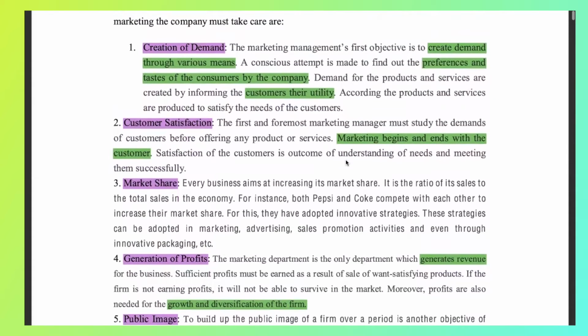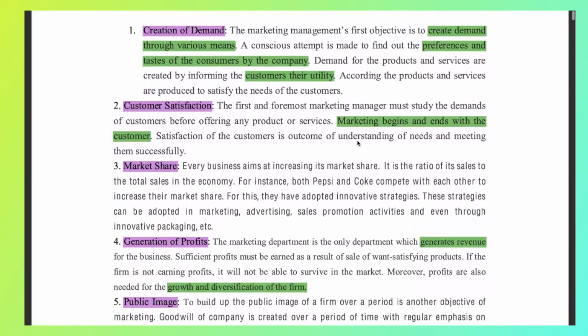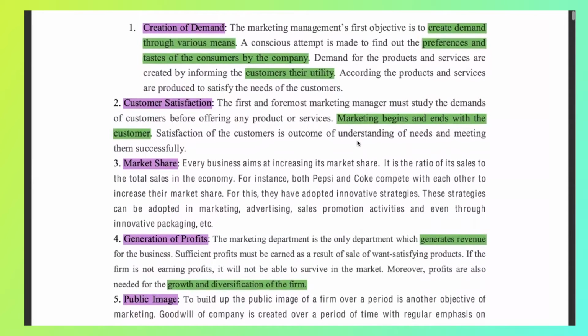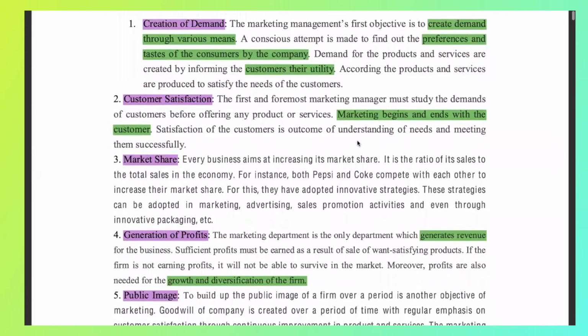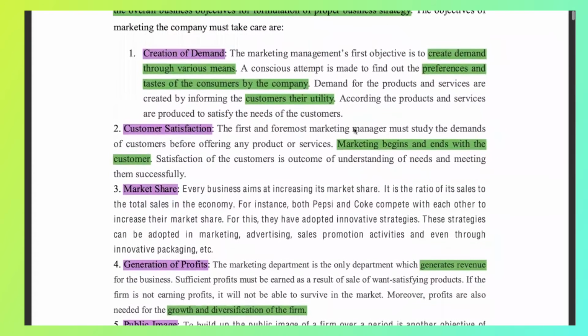So a conscious attempt is made by a marketer to find out the preferences and tastes of the consumers, what they like and what they don't like. And then demand for the products is created by informing customers that if you use this product, this much satisfaction you will get. If you use this product, this will make your life easier. So that's how they create demand. That's how marketing creates demand.